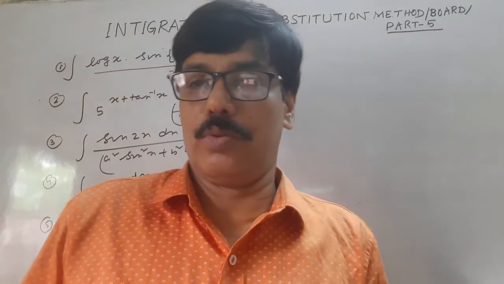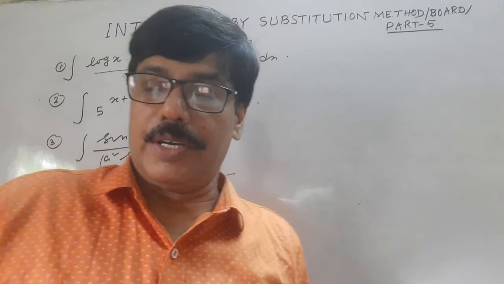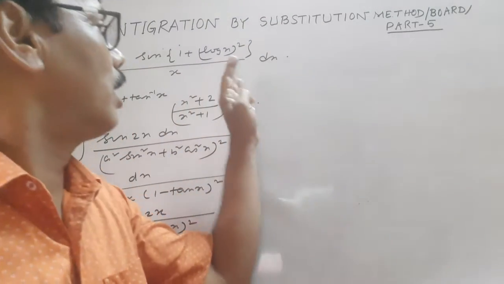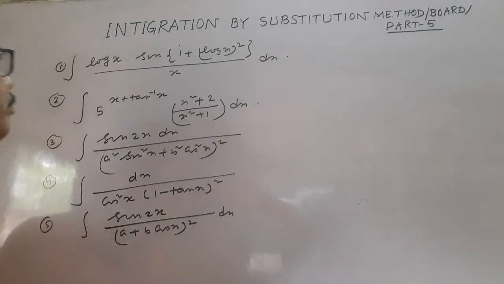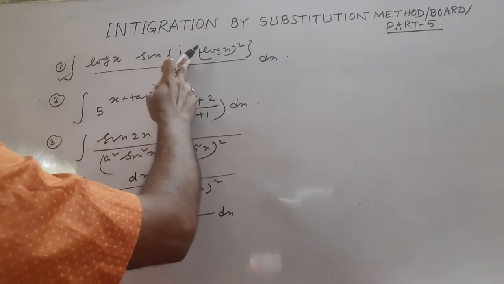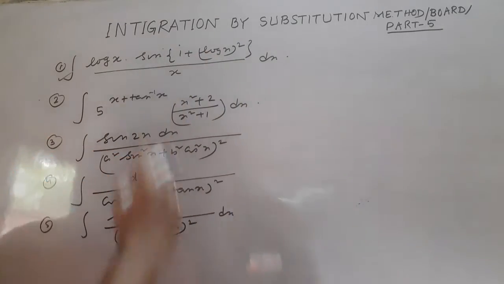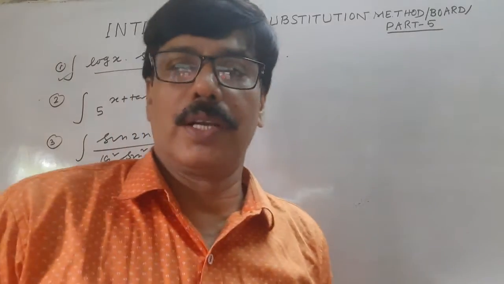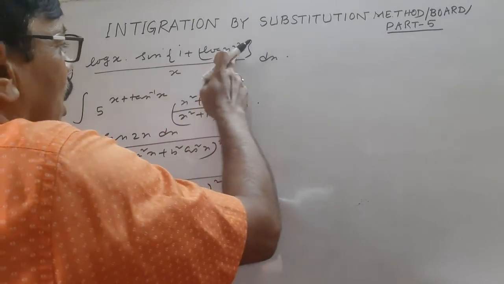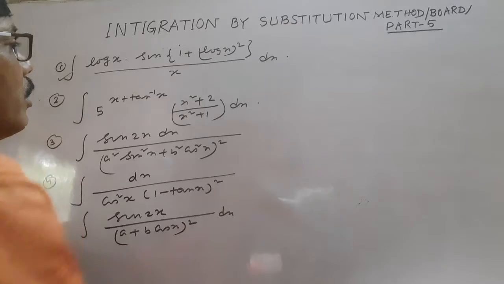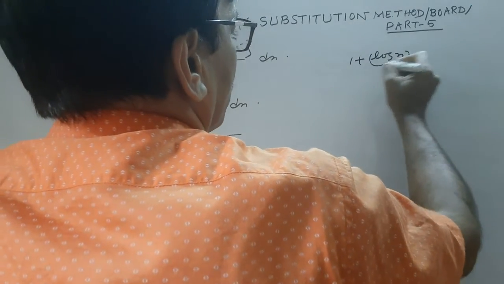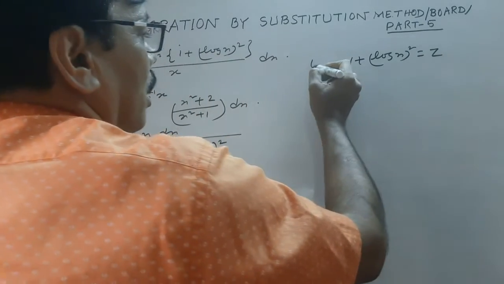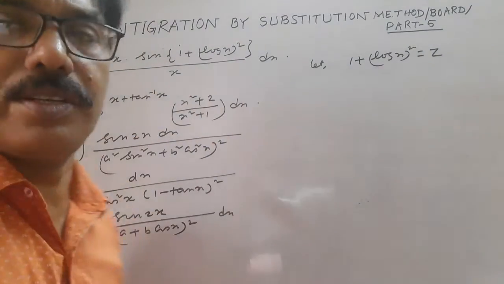Actually, if you know the derivative and you can apply the substitution, then it is very, very simple. So problem number 1: sin(1 + (log x)^2) by x. The main function is sine. Now this argument is not linear, so we have already stated you have to put the argument equal to z. Let this equal z.